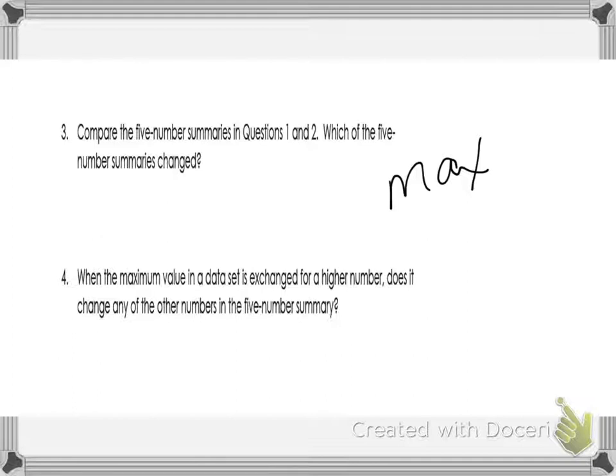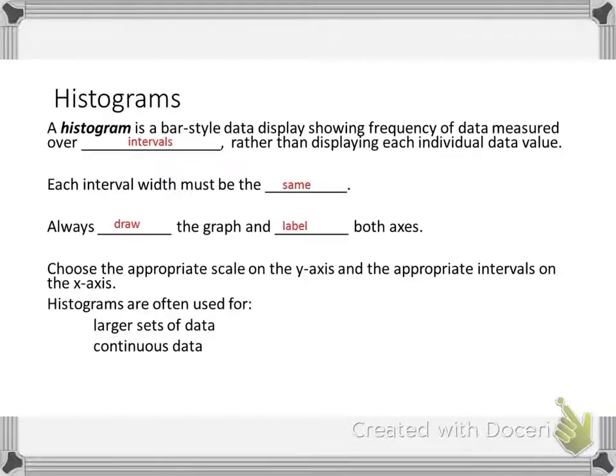Okay, when the maximum value in a data set is exchanged for a higher number, does it change any of the other numbers in the 5 number summary? No. If you are just changing out a number for another number and you're using a box and whiskers plot, the only thing that changes is either the min or the max, depending on what you changed out. Okay, no other numbers are going to change.